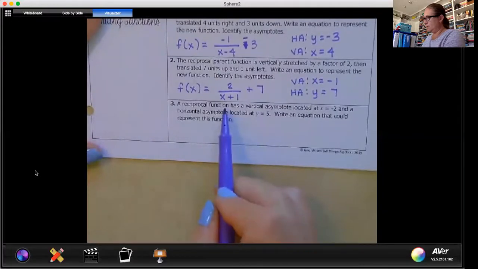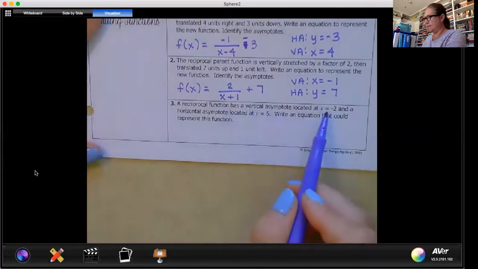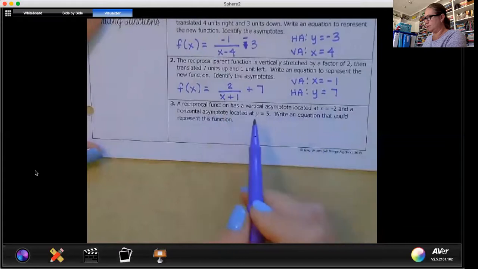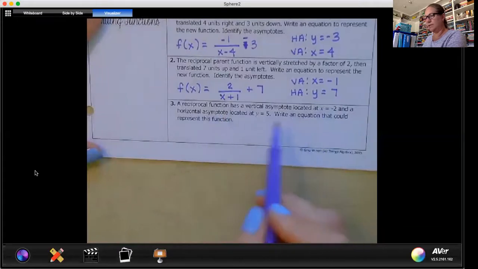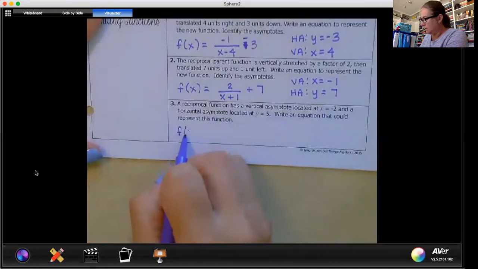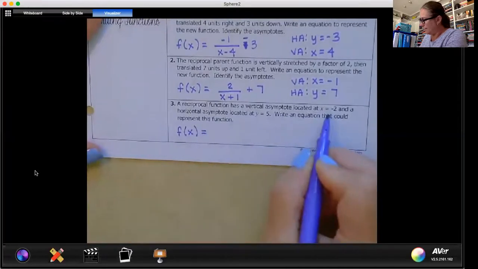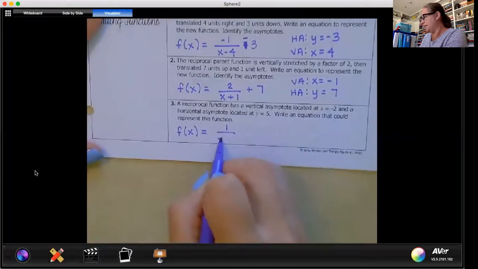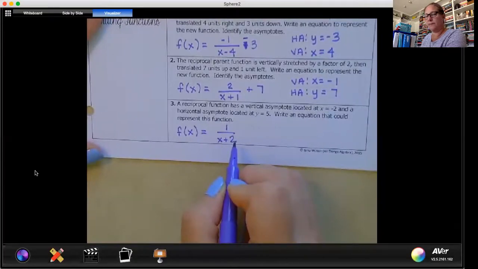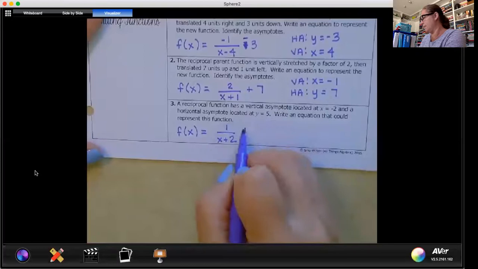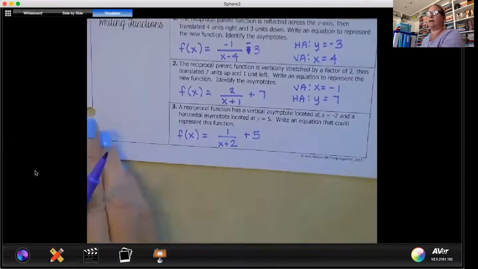A reciprocal function has a vertical asymptote located at x equals -2 and a horizontal asymptote located at y equals 5. Write an equation that could represent this function. So it has a vertical asymptote at -2, so that means -2 would make that denominator 0. So x plus 2. The horizontal asymptote is located at 5, so we put our plus 5 out to the side.